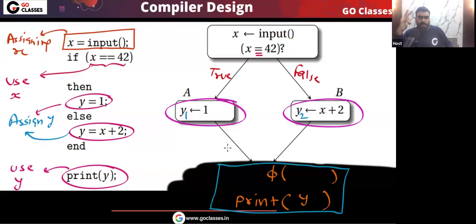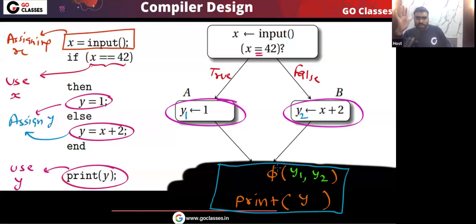Agree with me? The confusion is this y should be y1 or y2. So what you do? No problem. Give this to this Phi function. Okay, you are confused. What to use? y1 or y2? You don't know. Should I use y1? Should I use y2? So no problem.